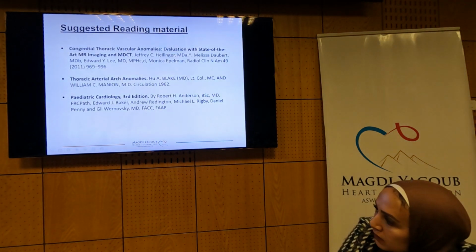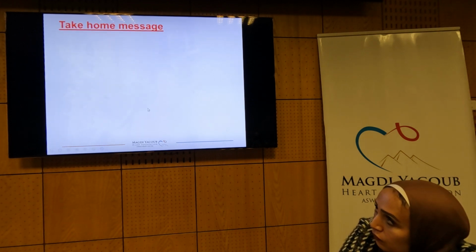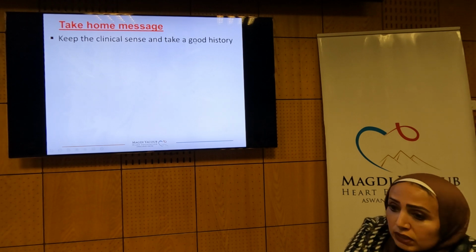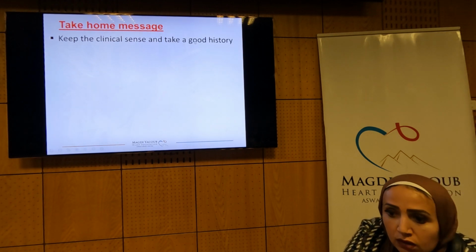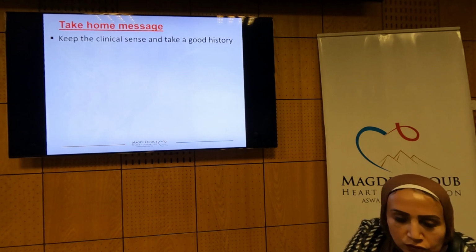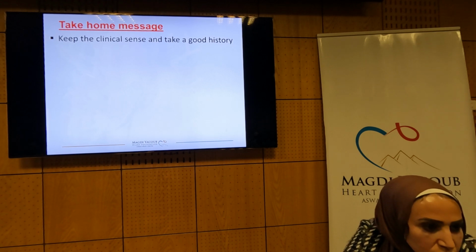This is the suggested reading material, or the references that I depended on to make this lecture. If we would like to summarize, keep in mind that the clinical picture and taking a good history is your clue to diagnose many of those. As you mentioned, if you didn't do a good echo, you will find one arch, but you will miss another arch. You will not diagnose double aortic arch.